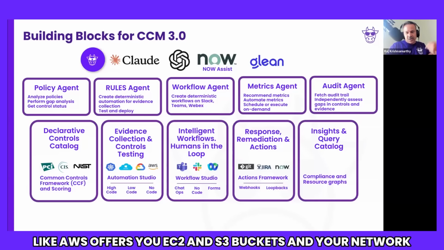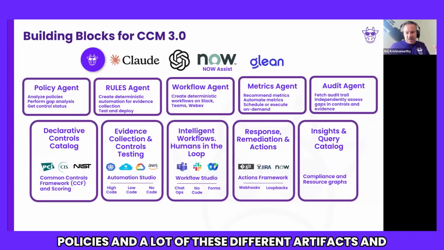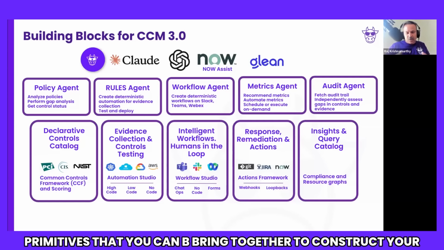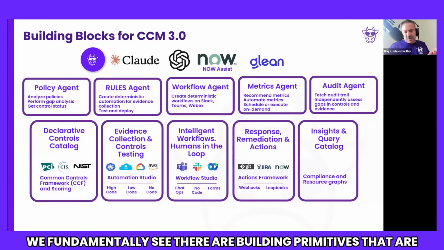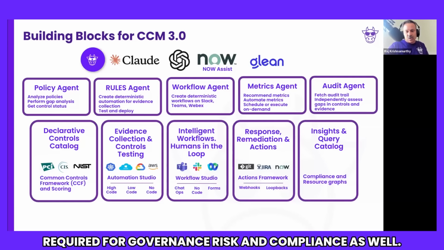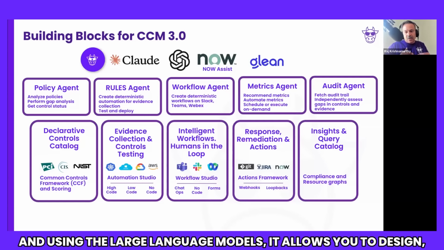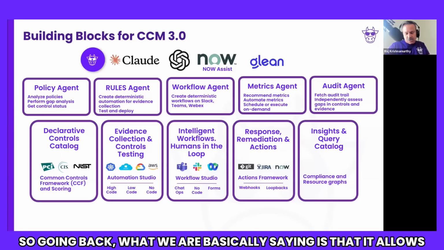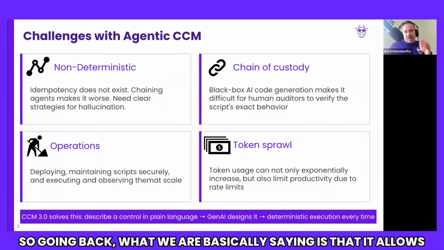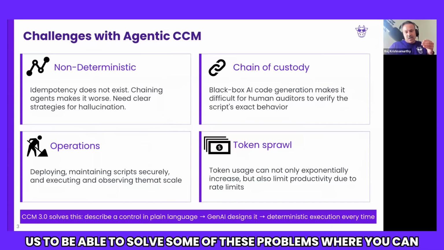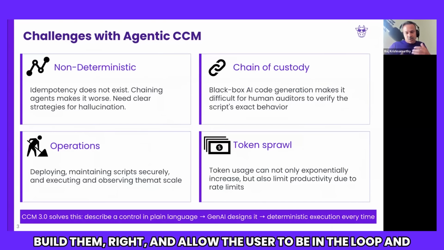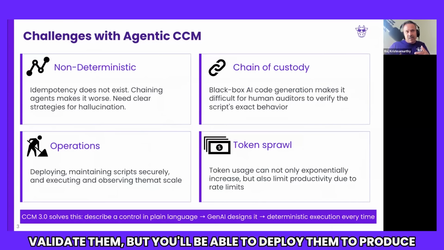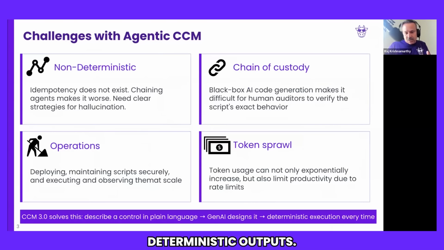Like AWS offers you EC2 and S3 buckets and your network policies and a lot of these different artifacts and primitives that you can bring together to construct your application. We fundamentally see there are building primitives that are required for governance, risk, and compliance as well. And using the large language models, it allows you to design, but to be able to deploy deterministically at run scale. So going back, what we are basically saying is that it allows us to solve some of these problems where you can build them, and allow the user to be in the loop and validate them, but you'll be able to deploy them to produce deterministic outputs, right?